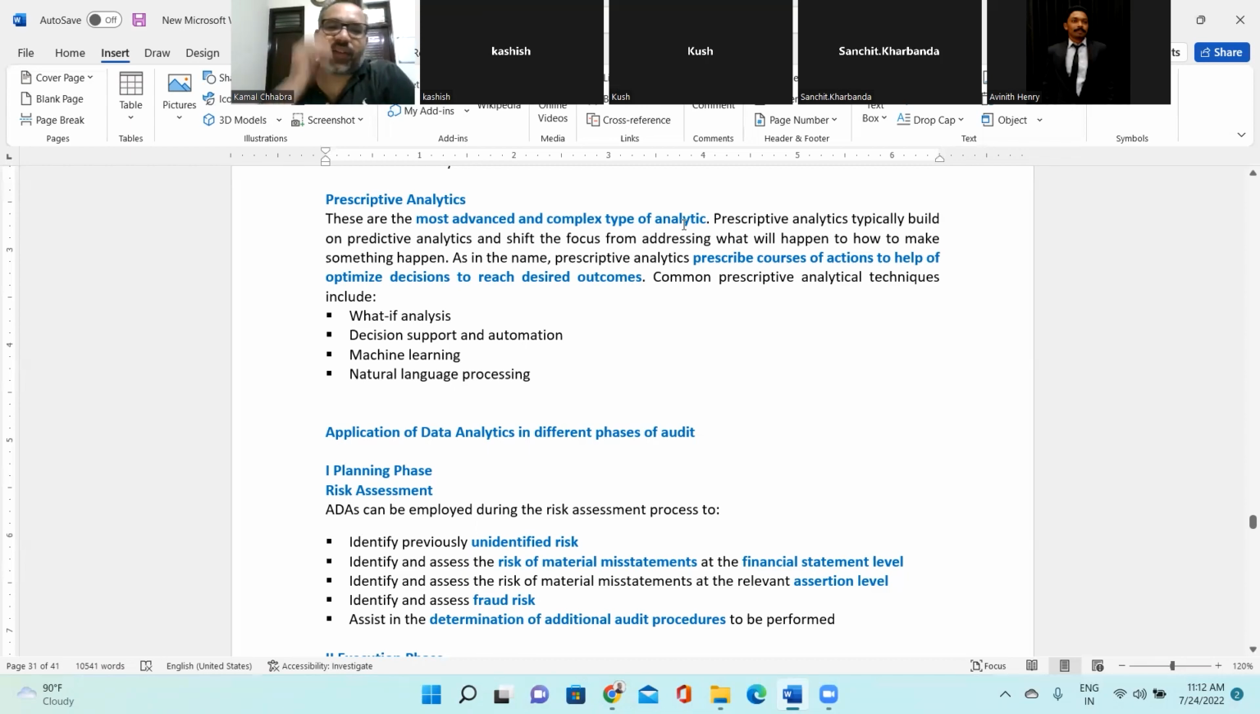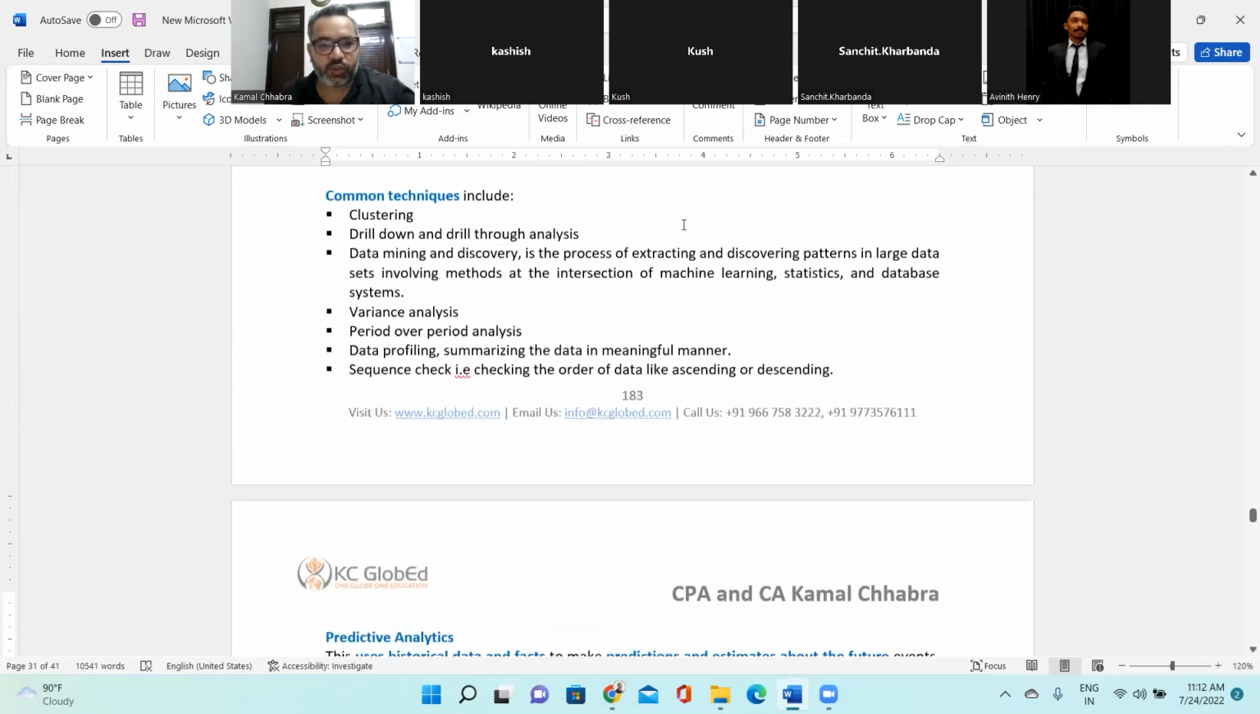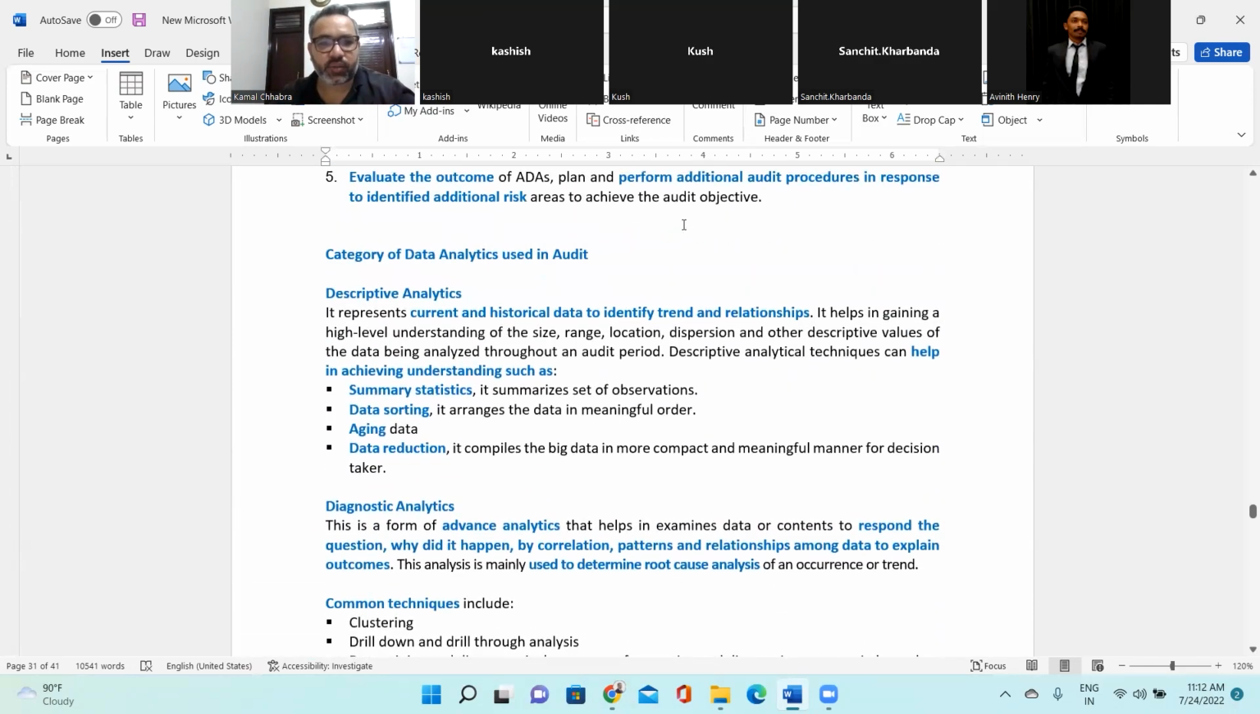So this is all about the different types of analytics which can be used in data analytics through the data analytics tool.